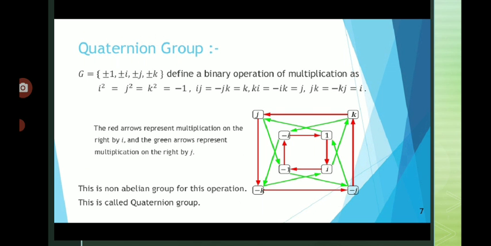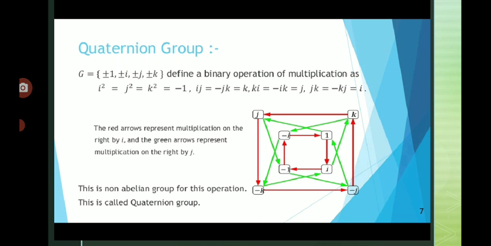This is an example of a non-commutative group. The quaternion group is a non-commutative group. G equals the set of plus or minus 1, plus or minus i, plus or minus j, plus or minus k, defined like this. Here the operation is i square equals j square equals k square equals minus 1, and i into j equals k, j into k equals i, k into i equals j, with j into i equals minus k, and so on. This is the operation defined like this.